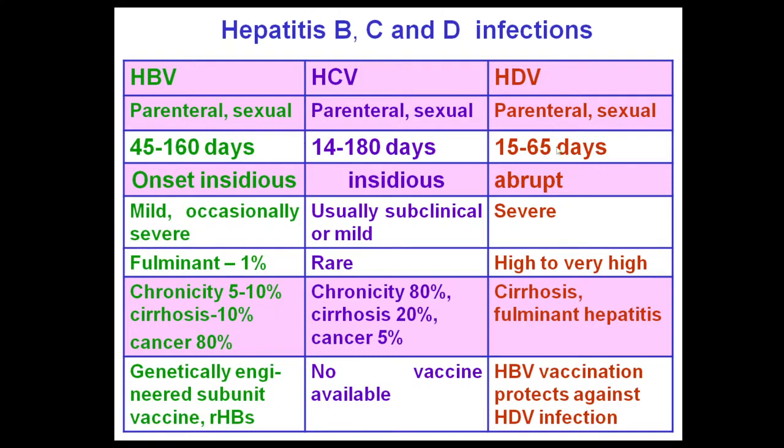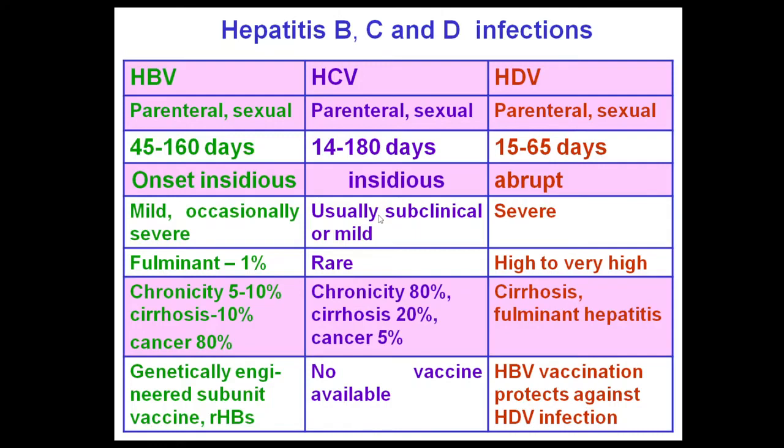And take a look at the duration of the incubation period. It is very long, from several days, 14 or 15 days for HAV, up to several months. And usually hepatitis B causes an insidious onset, and so does the hepatitis C virus, but hepatitis D virus usually causes an abrupt onset.